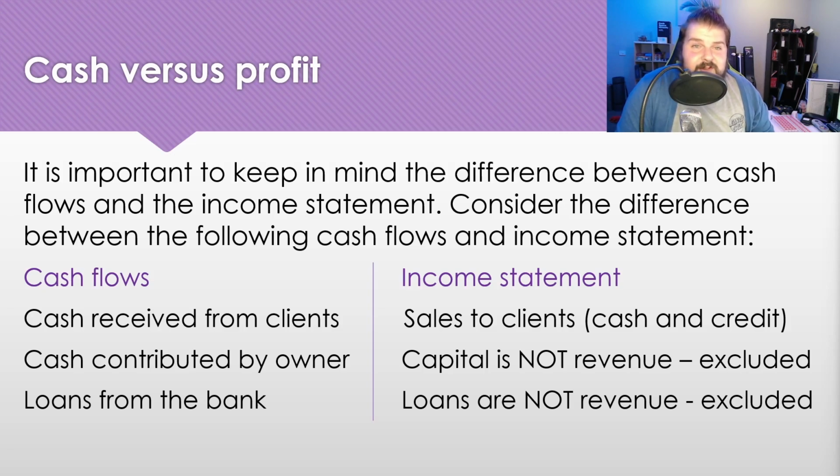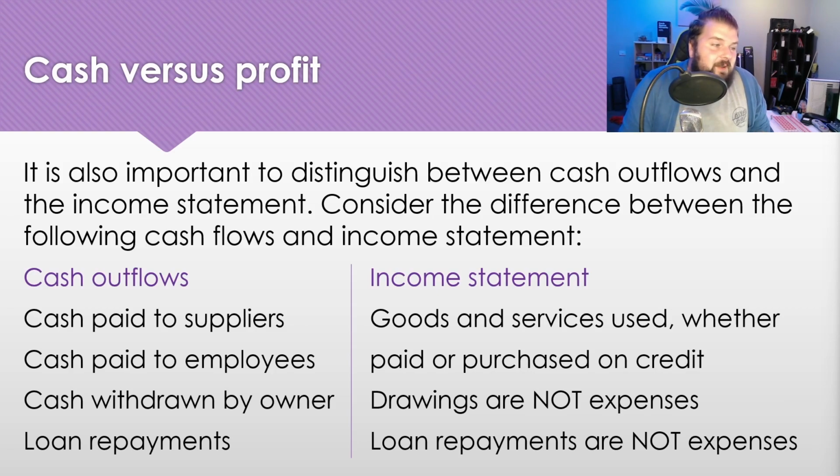Now, capital contributions, they're inflows of assets that do increase owner's equity, but they're specifically listed as not revenues. And loans do increase our assets, but only increase our liabilities, not our owner's equity. So it's, again, excluded. So you're starting to see that whilst there is some overlap, there are some key differences. Same thing with our outflows. We might pay cash to our suppliers. We might pay wages. We might withdraw cash as the owner, or we might make loan repayments.